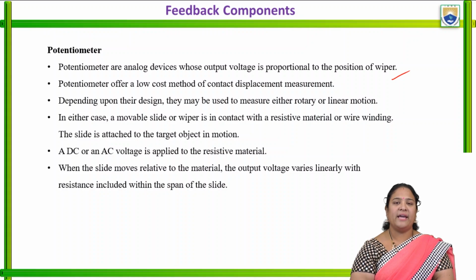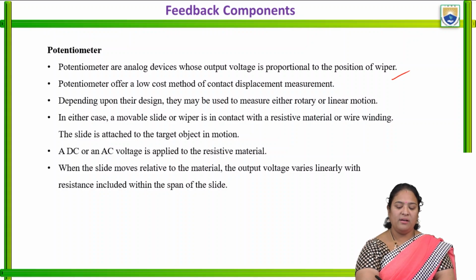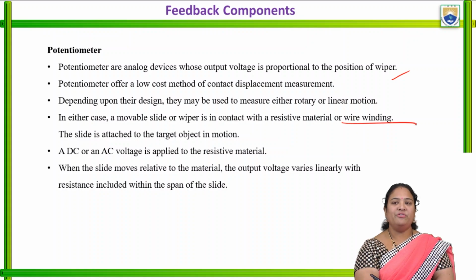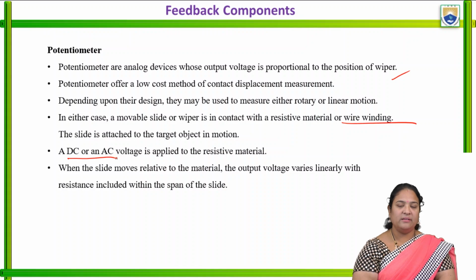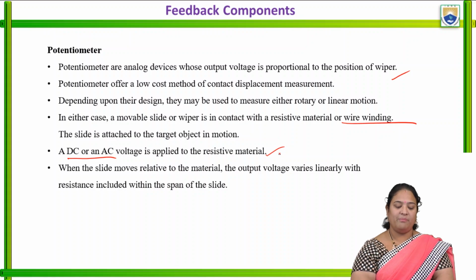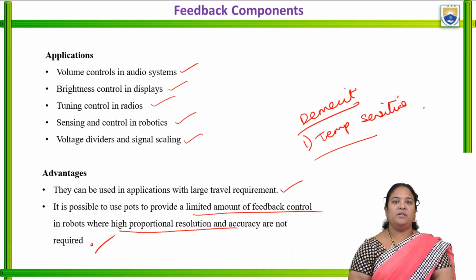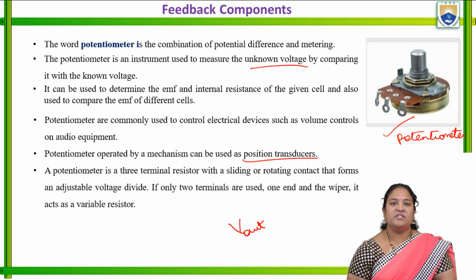In other cases, this potentiometer is also called a movable slide or a wiper, which is in contact with the resistive material or wire winding. And the power, whatever has been generated, either direct current or alternating current voltage, is applied to the resistive material. So this is all about the potentiometer. That is, the potentiometer is used to determine the linear displacement as well as the angular displacement of the wiper, with the help of which the position and orientation of the robot can be identified.